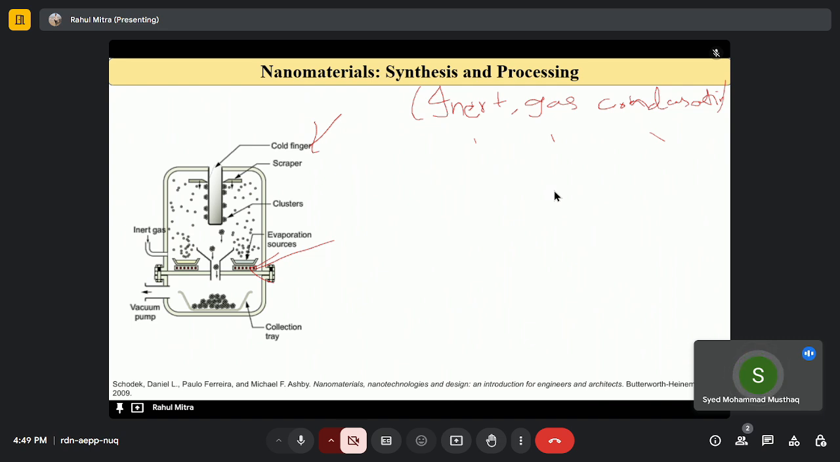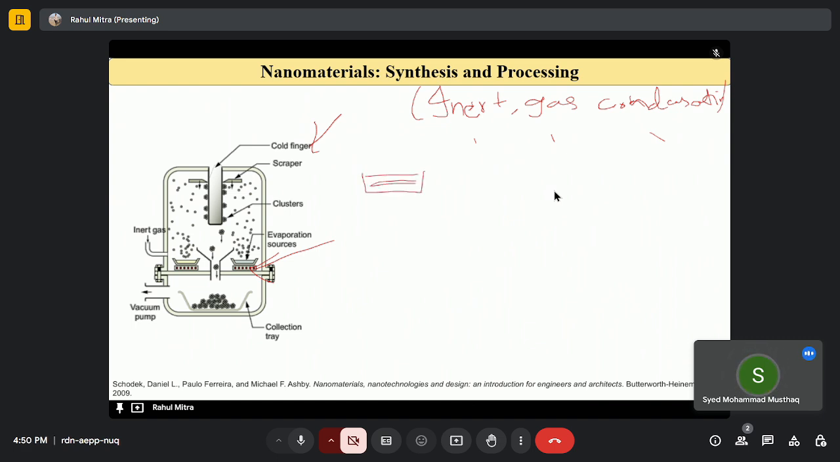But the same can't be true for metals. For example, iron has a melting point of 1536 degrees centigrade. So that is very much high compared to inorganic materials. So in inert gas condensation, we mostly use inorganic materials, which have nominal melting temperatures, not very high melting temperatures, right?